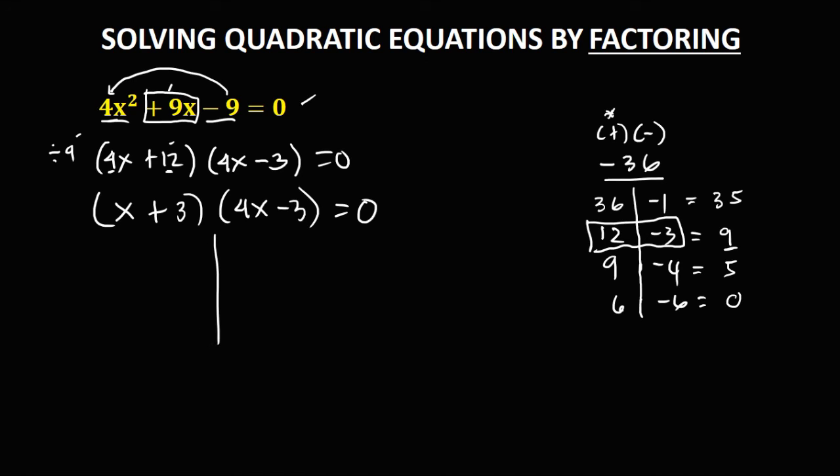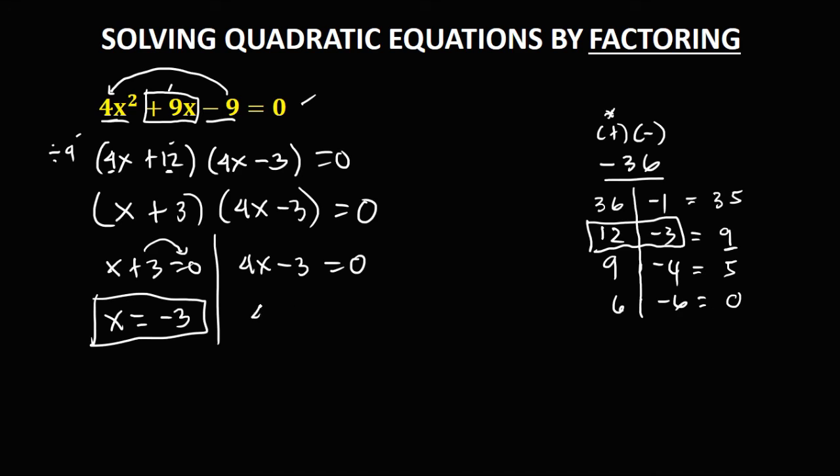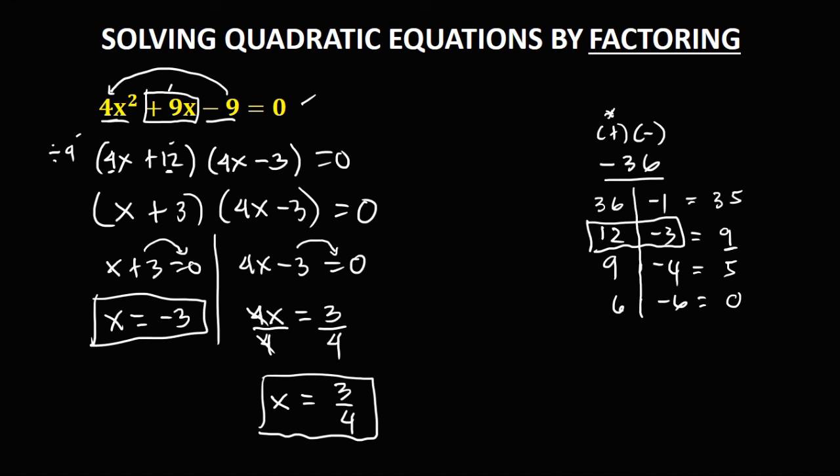And to solve for x, equate to 0, so x plus 3 equals 0, and 4x minus 3 equals 0. Then to solve for x, transpose this positive 3, which becomes negative 3, and for 4x equals, transpose this negative 3, which becomes positive 3, then divide both sides by 4. So x is equal to positive 3 over 4. Therefore, the solution of this quadratic equation is x equals negative 3 and x equals positive 3 over 4.